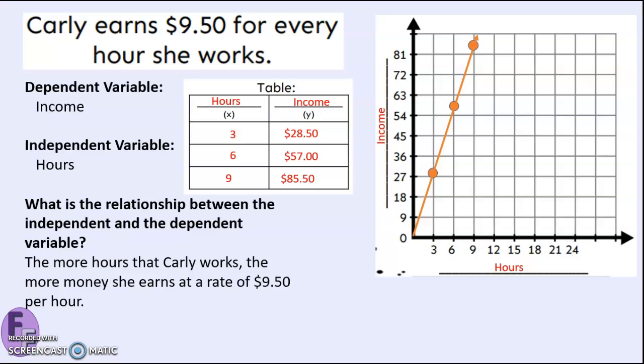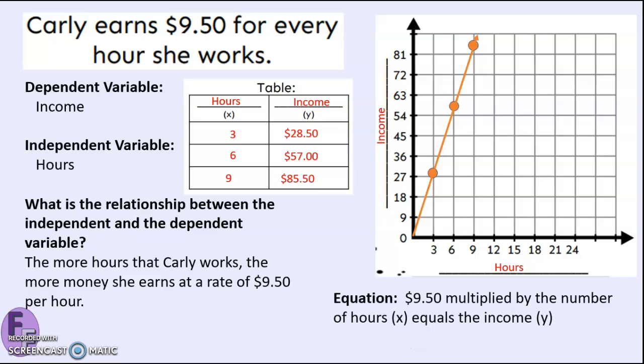The last thing we can do is write an equation from the table in the graph. We always talk about our equations as what we do to X to make Y. In this case, we said $9.50 multiplied by the number of hours, which is our X, equals the income, Y. We can simplify this down into a number sentence by 9.50X equals Y. Remember, whenever the coefficient is in front of the variable, it's an implied multiplication.